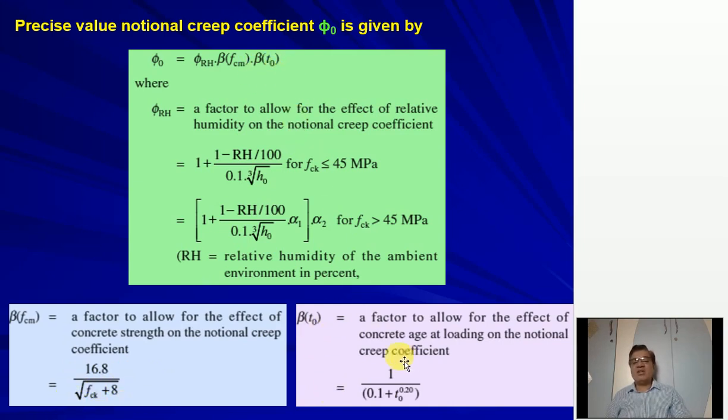And beta T0 is the second term given in this equation, and it is the factor to allow for the effect of concrete age at loading on the notional creep coefficient. That means here the effect of concrete strength is considered, and here the effect of age is considered, and that's why this term T0 is used here. So after getting the values, all these three equations are given here. We can substitute and find the creep coefficient, and this is the precise calculation of creep coefficient.